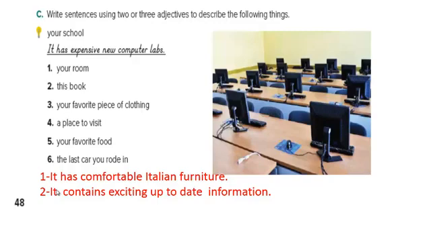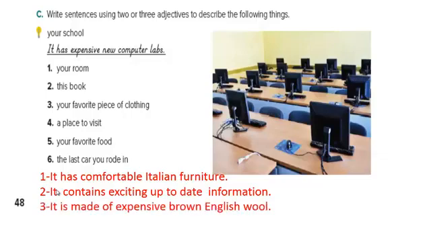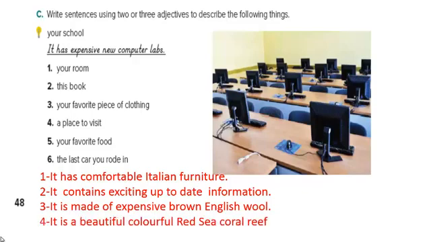Considering the favorite piece of clothing, whether it is a t-shirt, a thobe, a suit, whatsoever, we can say it is made of expensive brown English wool. Can you see number 3? First of all, the opinion adjective, expensive, and then the color, brown, the nationality, and the material. Okay? Right. Another one, number 4, a place to visit. We can say it is a beautiful, colorful Red Sea coral reef.